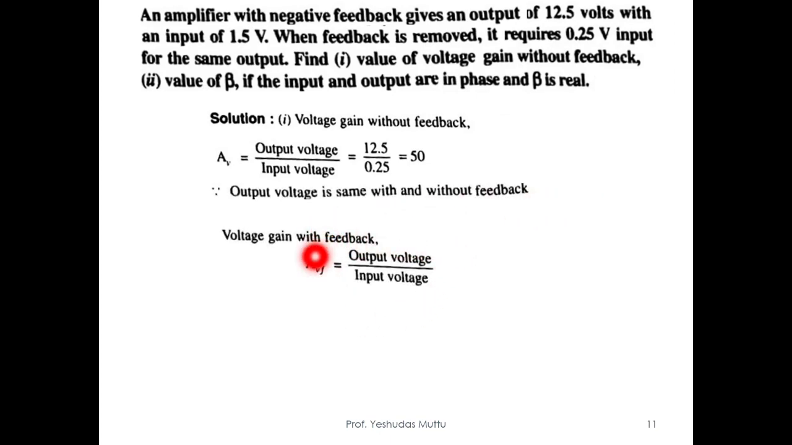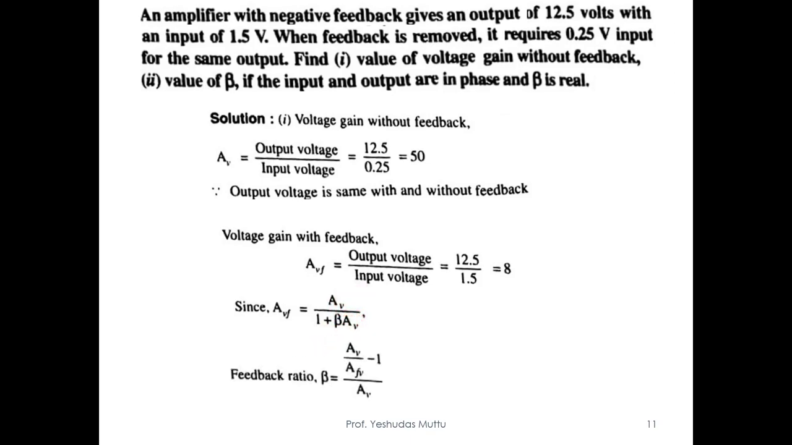That is with feedback, again output upon input. The output voltage for voltage gain with feedback is 12.5. What is the input voltage? The input voltage is 1.5. So substitute and get the answer. Once this is done, now we need to get beta. Beta is very simple to get because I have A V F, and A also I have. So use the formula A upon 1 plus beta A. Only beta is unknown. Rearrange this particular formula itself, solve and get the answer. Please check all these answers.